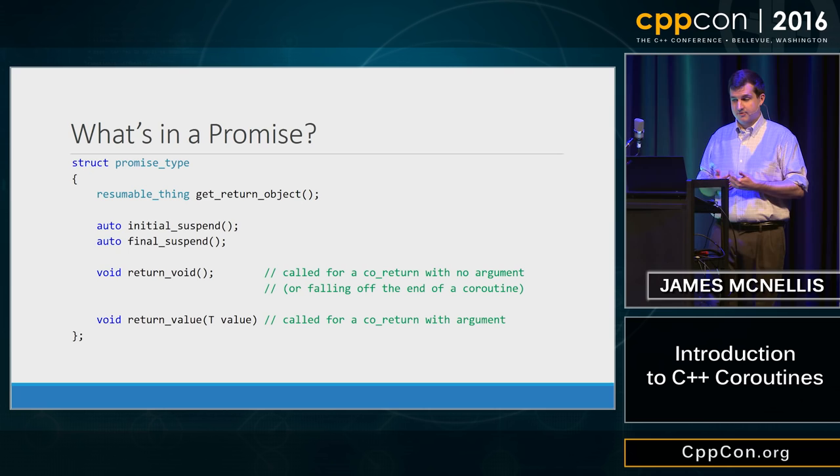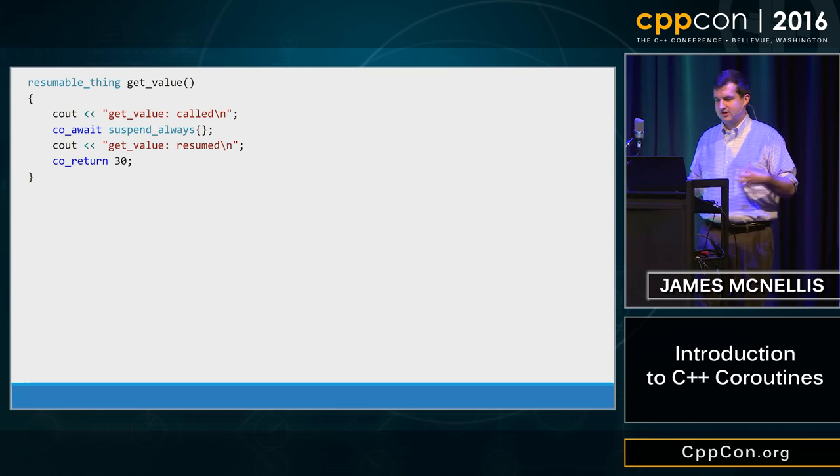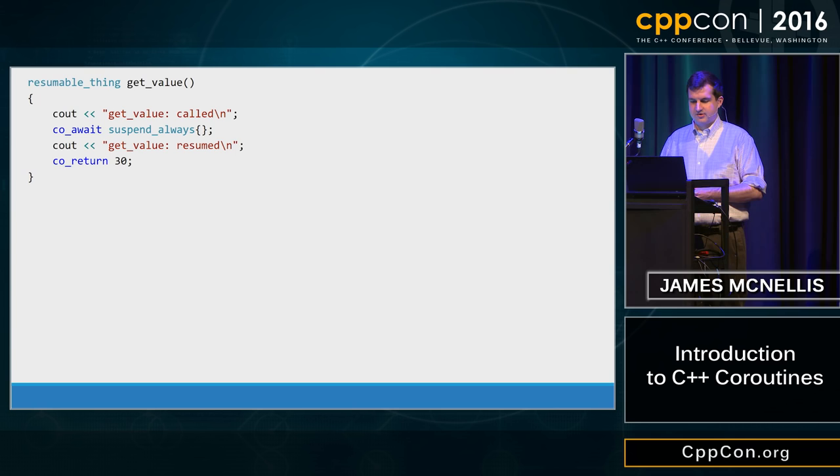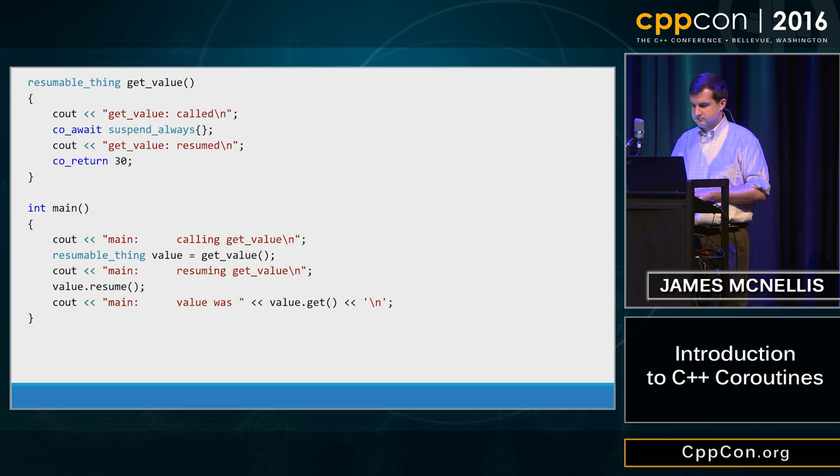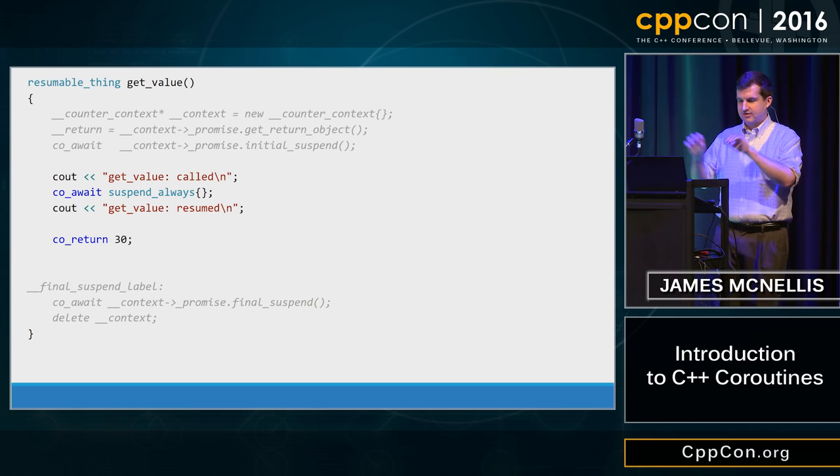So instead of looking at our compute value, we're actually just going to look at something a little simpler. So here is a coroutine called getValue. It's going to print something out. It's then going to suspend. And then when you resume it, it's just going to return the value 30. And here is a main function that calls that. And then inside of getValue, of course, the compiler is going to generate that same boilerplate at the beginning and end that it did before.